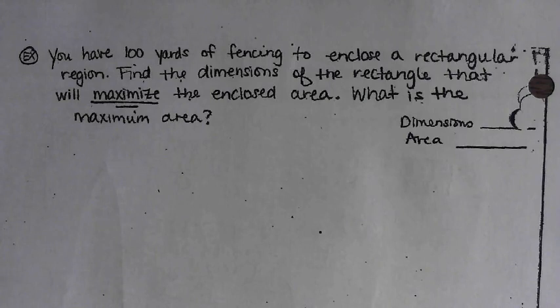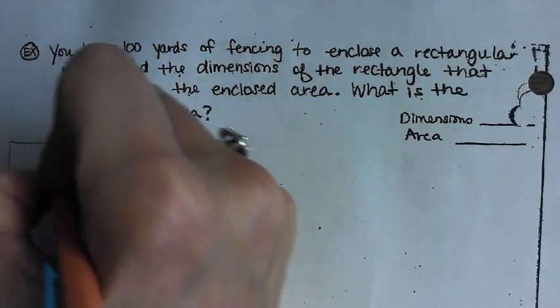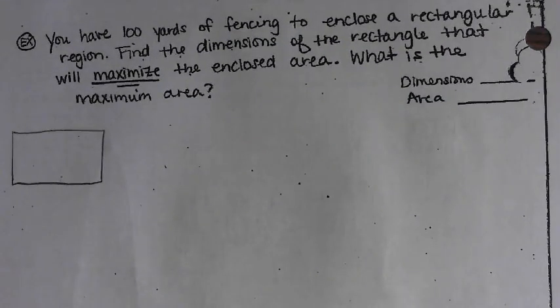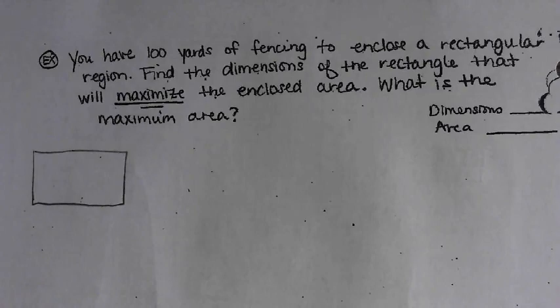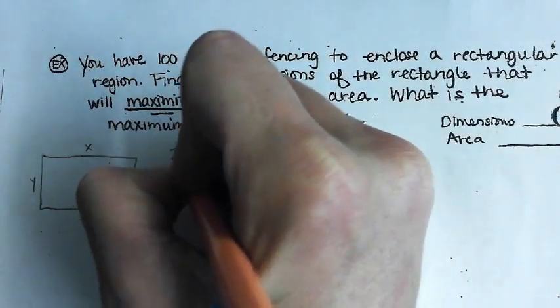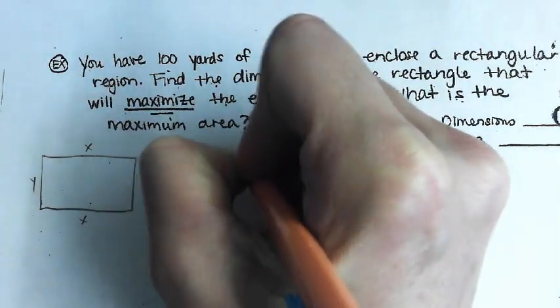These are going to be kind of like our word problems from last chapter. But now we're not just writing an equation, we're going to use the equations that we write to answer a question. So, you have 100 yards of fencing to enclose a rectangular region. So those four sides need to add up to 100. So if you want, you can do x, x, y, y. 2x plus 2y equals 100.